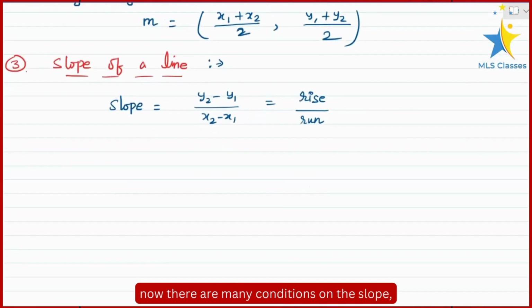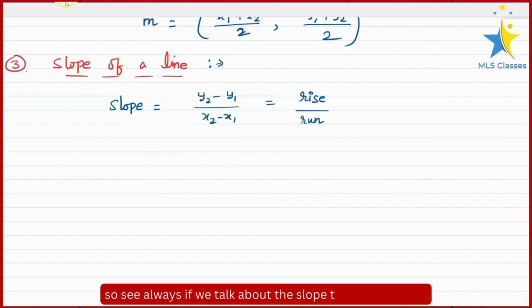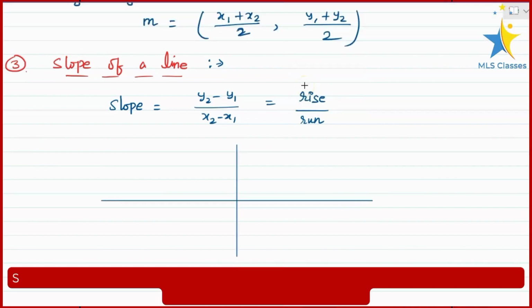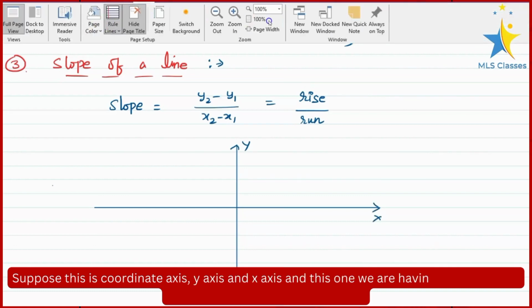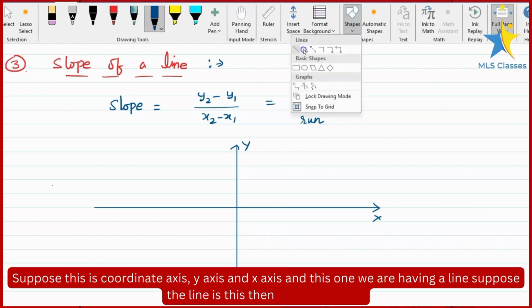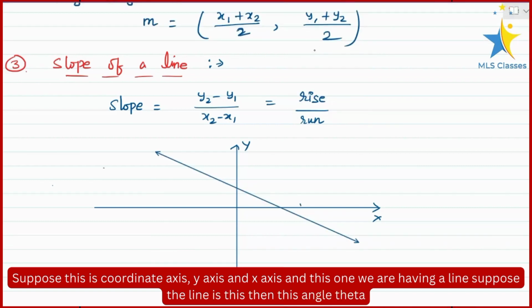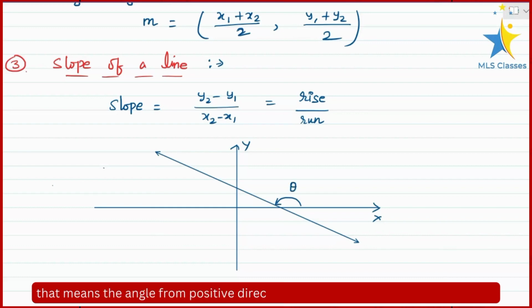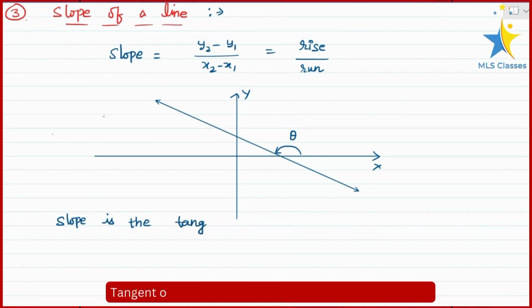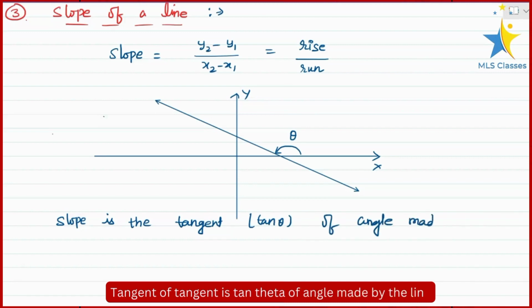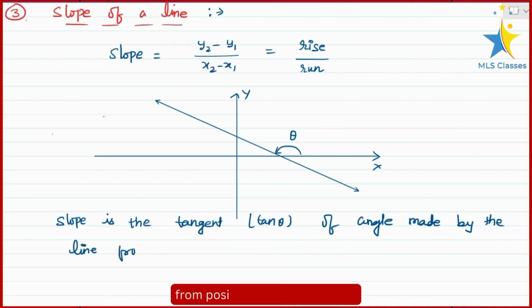Now there are many conditions on the slope. Suppose this is the coordinate system with the y axis and x axis, and here we have a line. Suppose the line is this, then this angle theta is the angle from the positive direction of the x axis. So we can say the slope is tan theta, the tangent of the angle made by the line from the positive direction of the x axis.